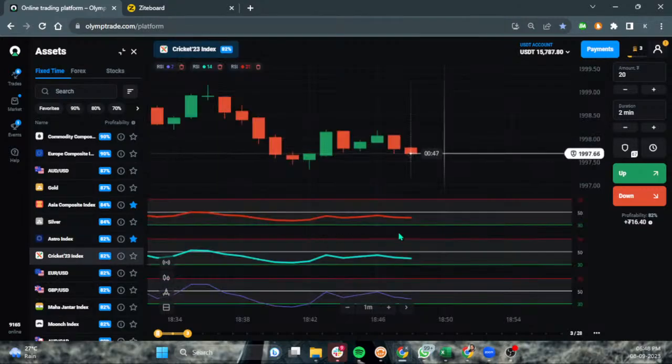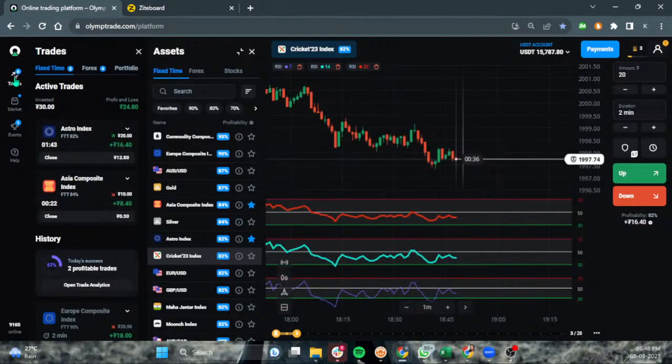Again, on Cricket 23 Index, no chance for taking a trade at the moment. So guys, please make sure you are aware of when to take a trade and when not to take a trade. Like if I see right now, at the moment I have profitability maintained. Let's see how it goes because it's about to end.